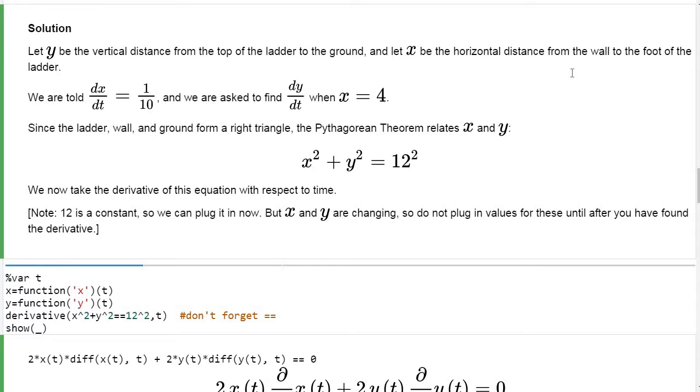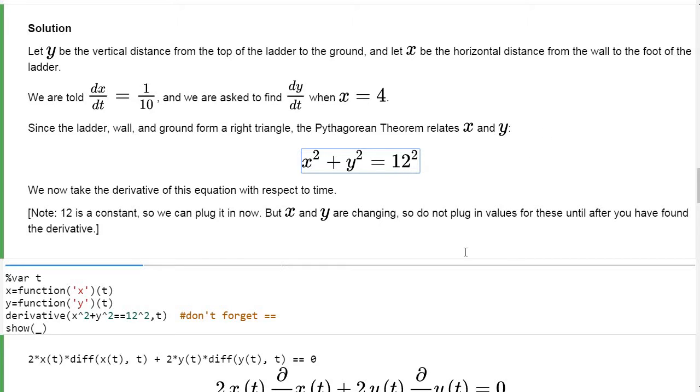Okay, so I set up my variables, x and y. I'm told the rate of change of x is 1/10. I want to know dy/dt when x is 4. I need a relationship between x and y to do this, and since we have a right triangle, the Pythagorean theorem relates x and y. x squared plus y squared equals 12 squared. Now, notice that I put 12 in here for the length of the ladder. That's because 12 is a constant. The length of the ladder is not changing. So I can plug in constants at the beginning. I don't need another variable here. The ladder is not a variable.